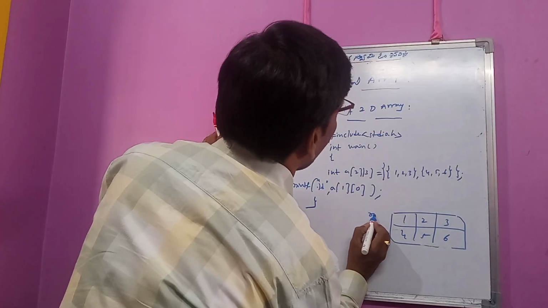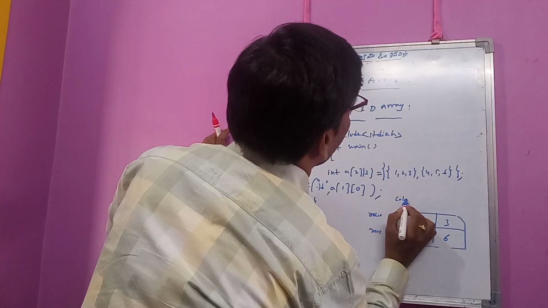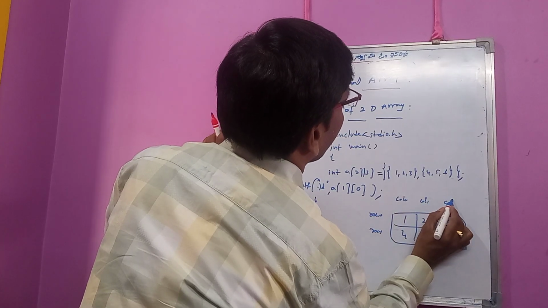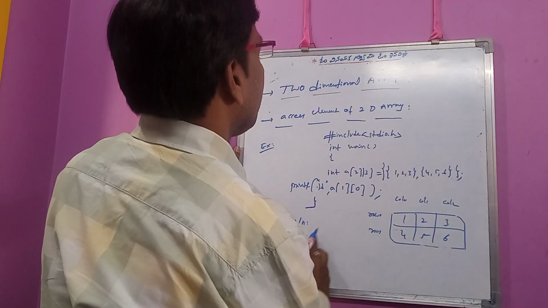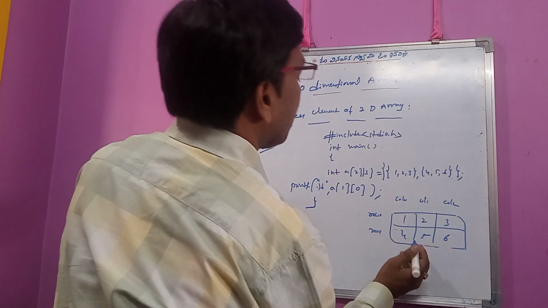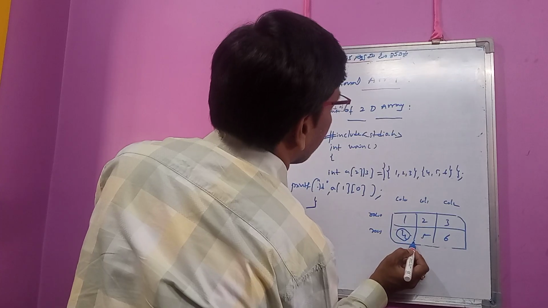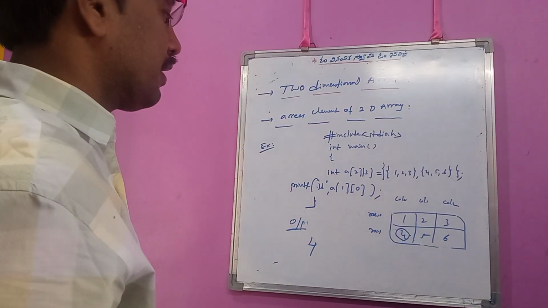This is row 0, row 1. It's column 0, column 1, column 2. Here you can see the position 1, 0. Here we have the result. The output is 4.